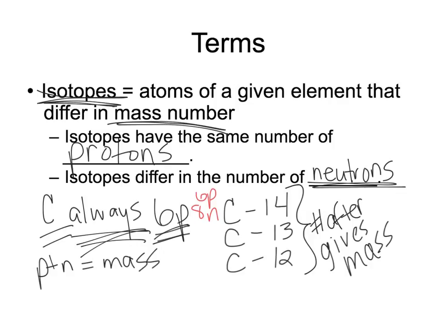If I had carbon-13, I again have 6 protons, but now in order to get a mass of 13, I only have 7 neutrons. And if I had carbon-12, again, 6 protons, and in order to get a mass of 12, 6 neutrons. Now, how many electrons do these guys have? Well, they are neutral still. And since they're neutral, you're going to have the same number of protons as you do electrons to balance out the positive and negative charge. So I still have 6 electrons in every single one of these.